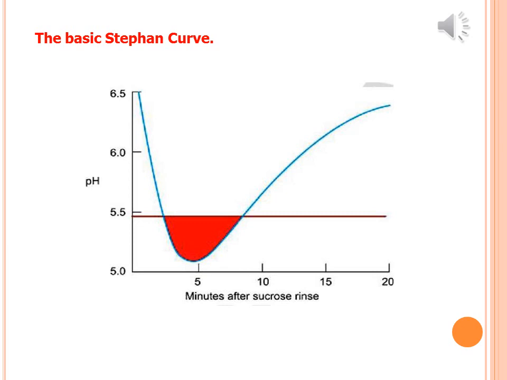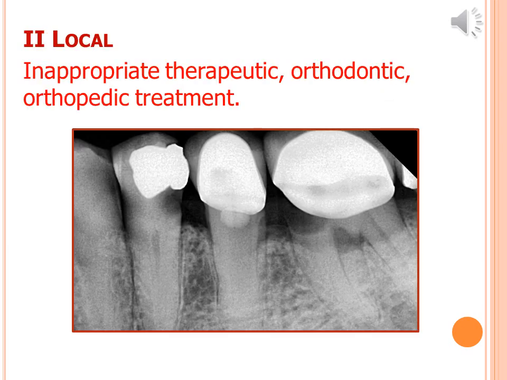The value of the Stephan Curve is that it provides a means by which the cariogenic change to a tooth may be measured. Actually, it only measures the potential cariogenic challenge because the critical pH value varies between individuals. Okay, with saliva we're done, so the next local factor is inappropriate therapeutic orthodontic and orthopedic treatment.